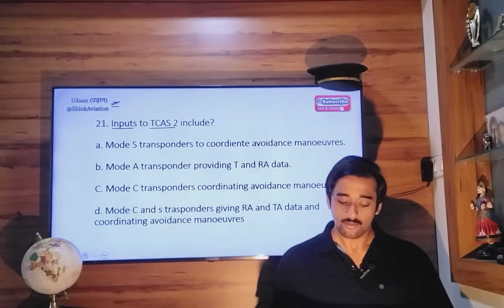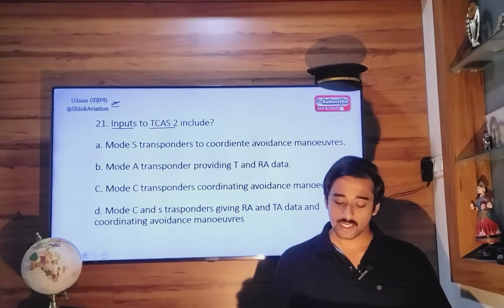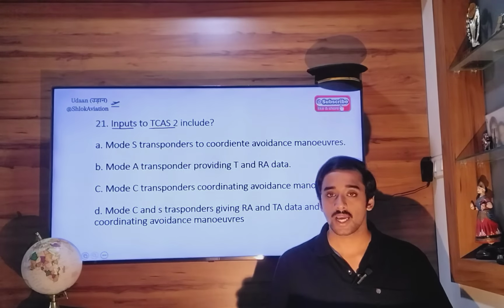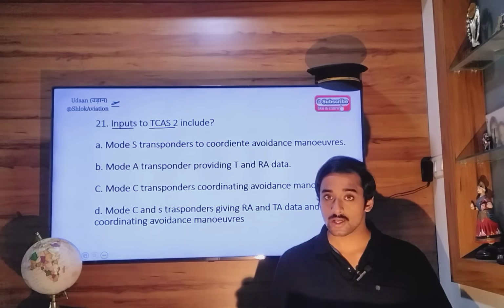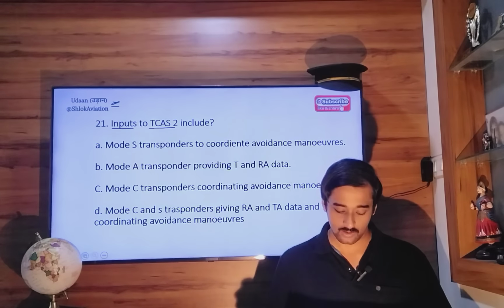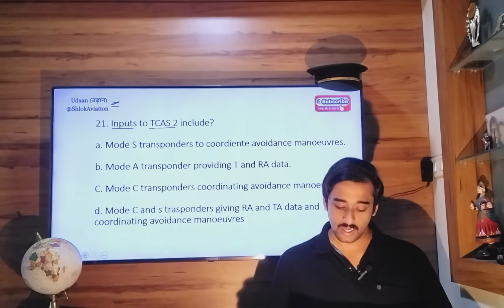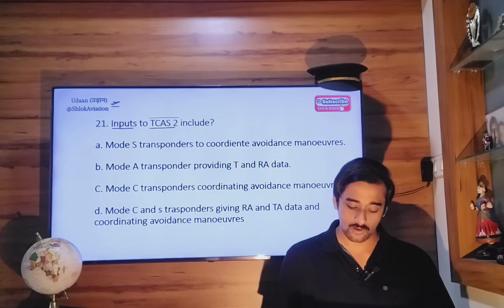Include what? Mode S transponders to coordinate avoidance maneuvers. Mode A transponder that provides traffic advisory and resolution advisory. Mode C transponders coordinating avoidance maneuvers. Mode C and Mode S transponders giving resolution advisory and traffic advisory and coordinating avoidance maneuvers. So very important inputs to TCAS2 will be Mode C, Mode S transponder.